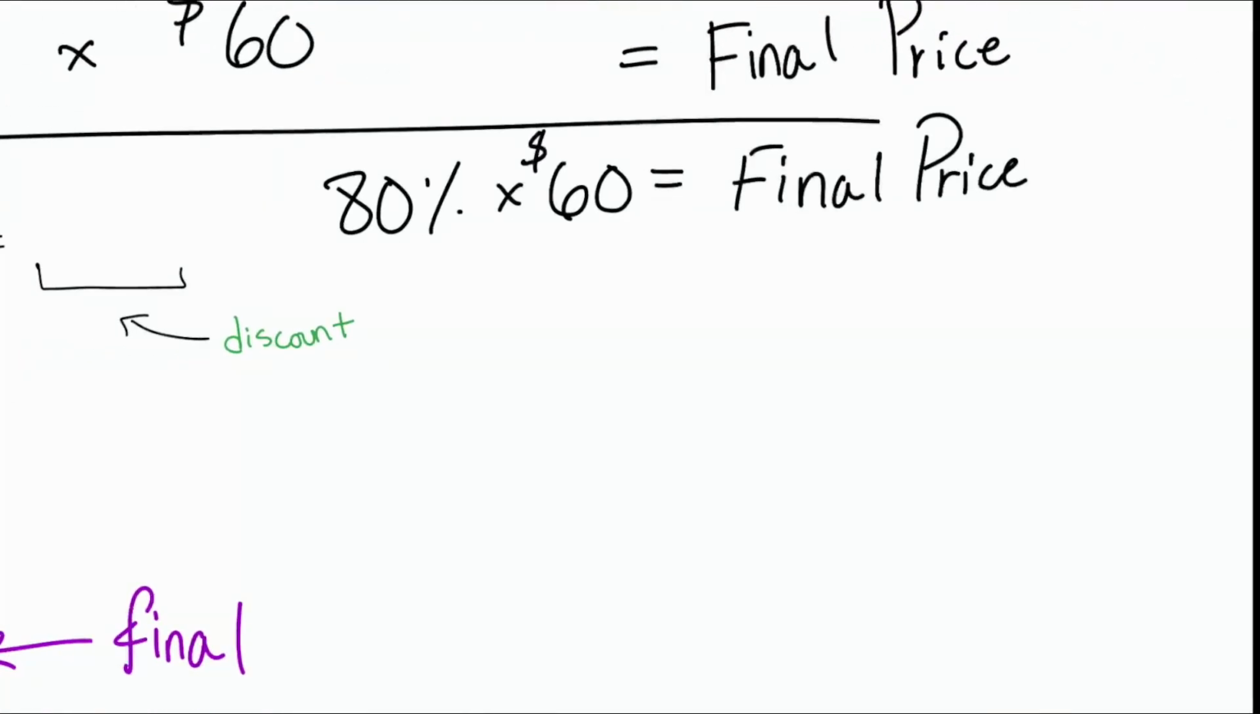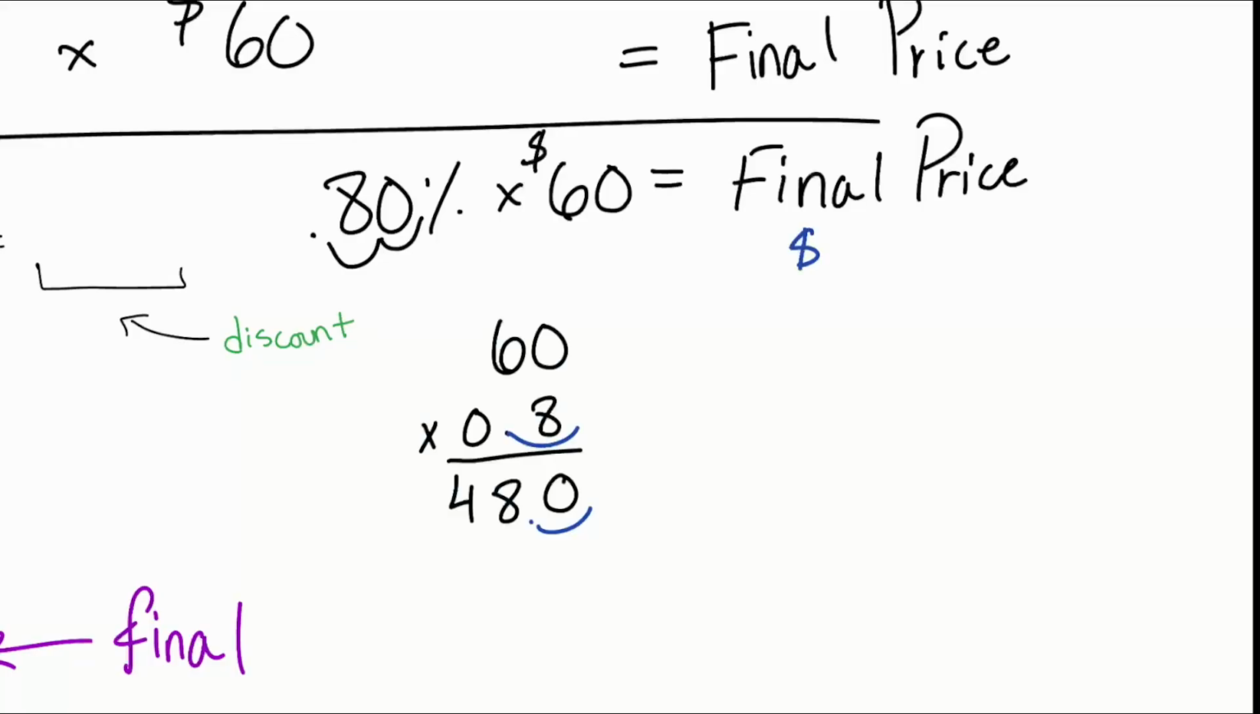Here we go. So let me zoom on in and just do the same math so I can show you the right answer. So here we are. We have 60 multiplied by, move it over twice. So that'll be 0.8. 0 times 8. 6 times 8 is 48. Bring one decimal place back. And there you go. Final price, $48.